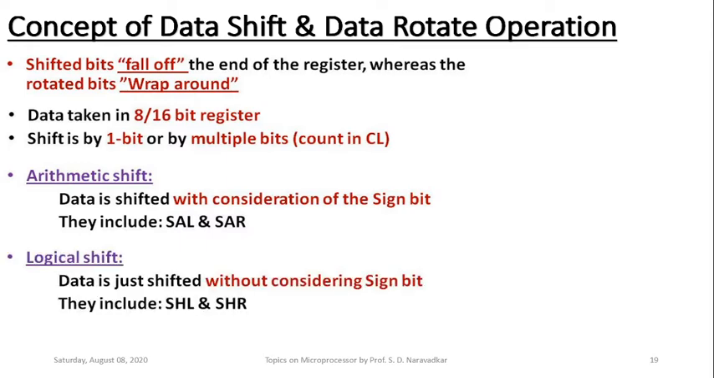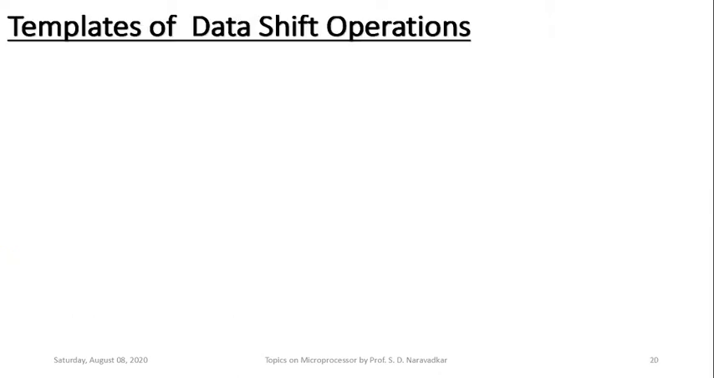Then the other type of shift operation which appears on your screen is the logical shift. In case of logical shift, data is just shifted without consideration of the sign bit. Sign may not be maintained in case of logical shift operation. They include two logical shift operations here, shift left, SHL, and SHR, that is shift right. Let us see the details, meaning the templates of data shift operation. I want to explain it here.